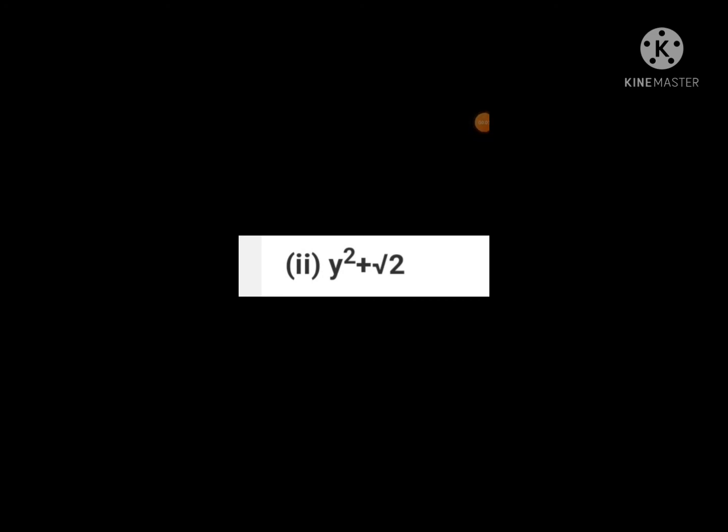Now another example, y square plus root 2. Seeing this question, many of you will say it's not a polynomial. As I told you, the characteristic of a polynomial is that the term should have a constant, variable, coefficient, variable, and degree. Now, the degree should be in what? Whole numbers, not in fractions, not in decimals.